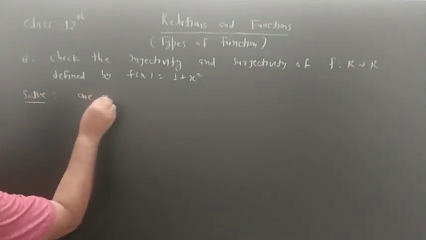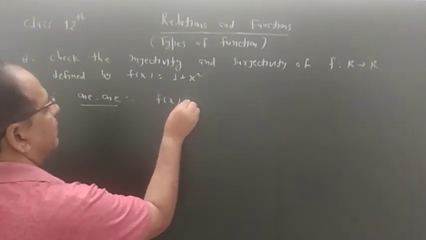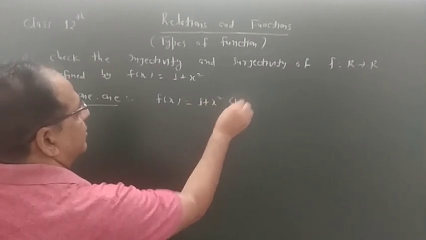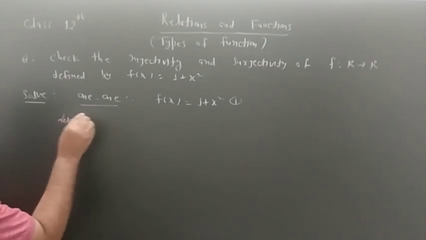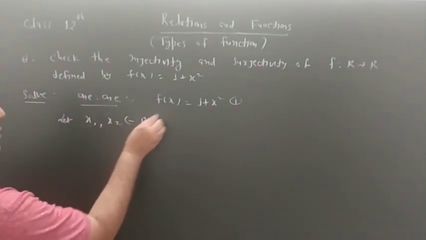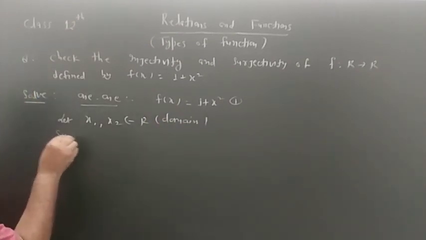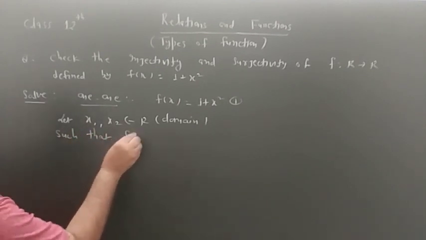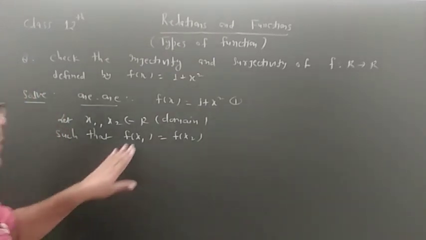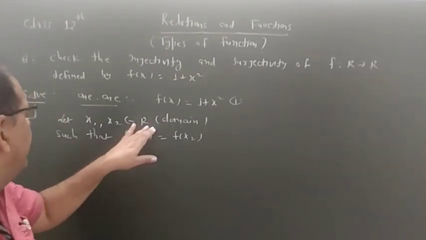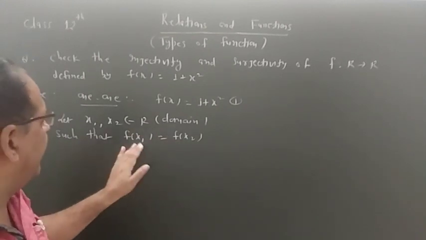First, one-one. f(x) = 1 + x^2. The question is defined in this condition. We start with: let x1, x2 belong to R. These are two elements of the domain such that f(x1) = f(x2). x1 and x2 are two elements of the domain, and in the condition f(x1) = f(x2), we want to show that x1 = x2.